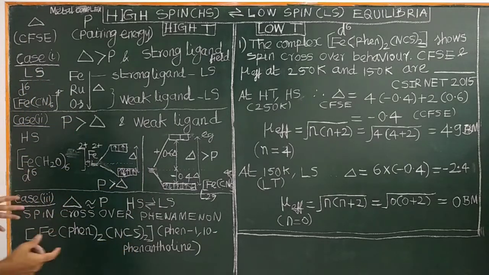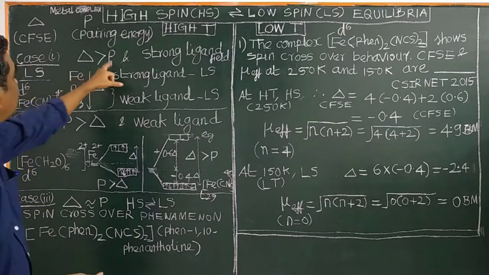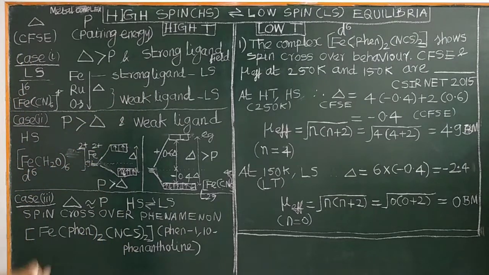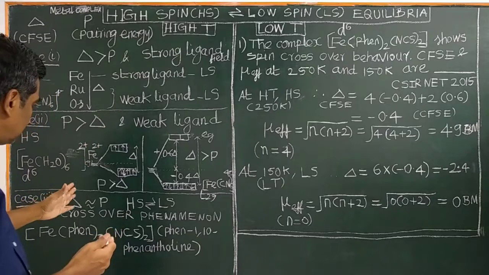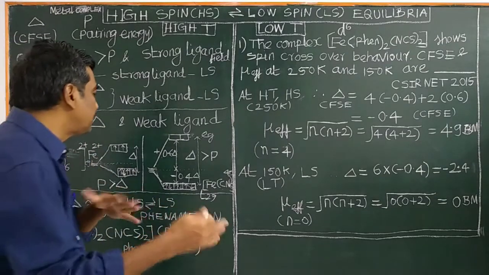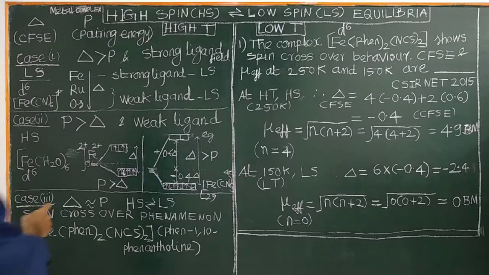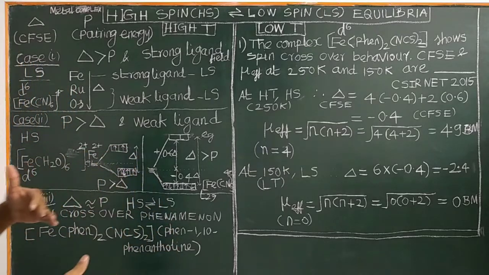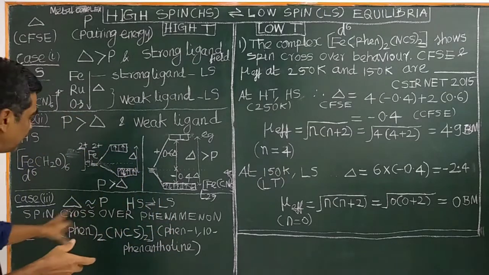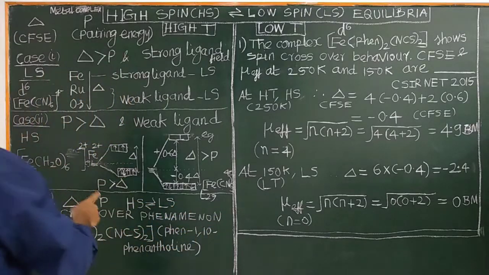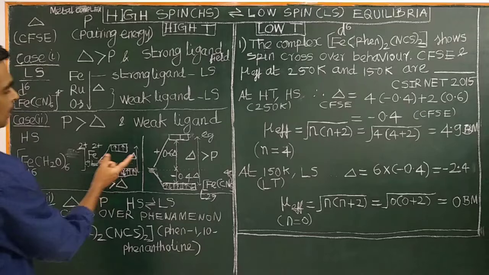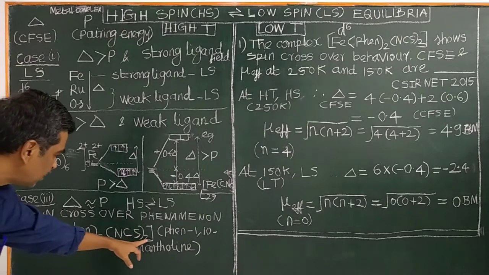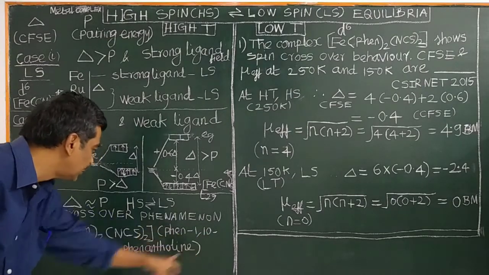In the third case, when delta is approximately equal to pairing energy, then there exists a high spin, low spin equilibrium. Remember, then delta is approximately equal to P. There exists high spin, low spin equilibrium. This phenomenon is called the spin crossover phenomenon. That is, high spin is converted into low spin, and at the same time low spin is converted into high spin. For example, Fe(phen)2(NCS)2, where phen equals 1,10-phenanthroline.